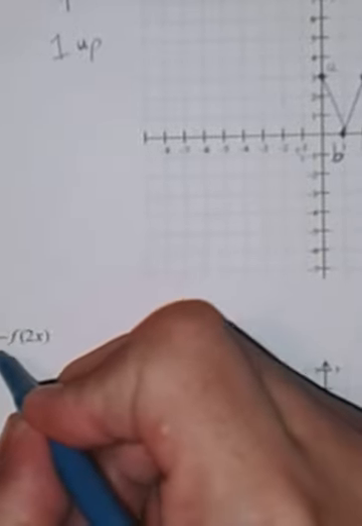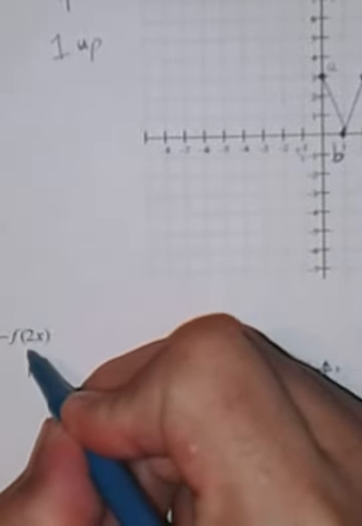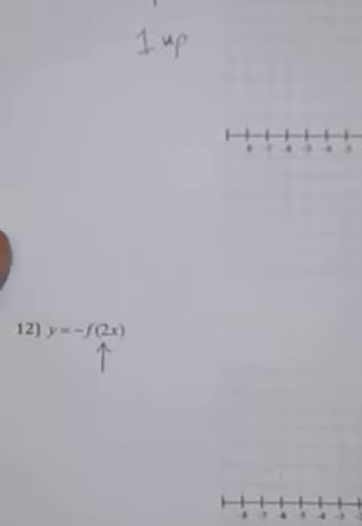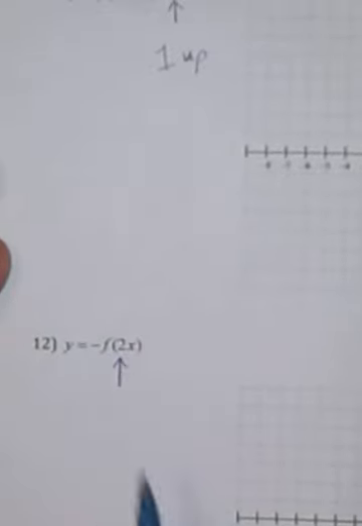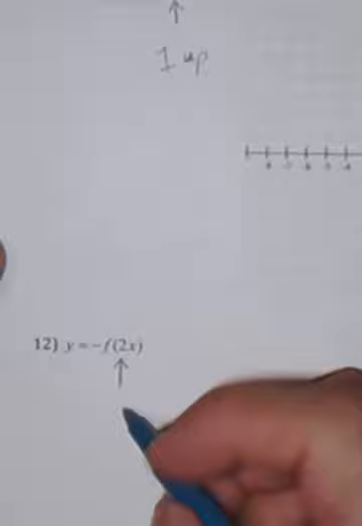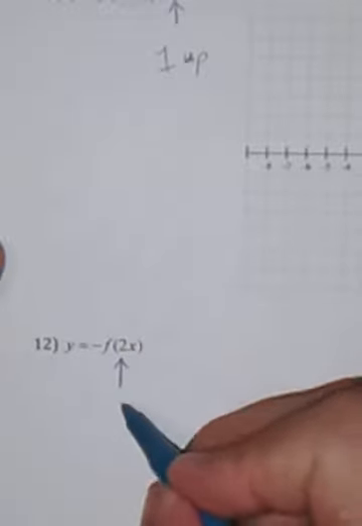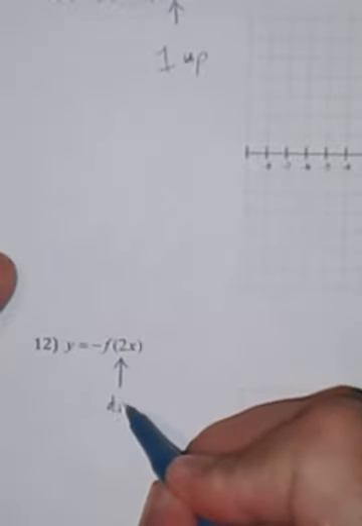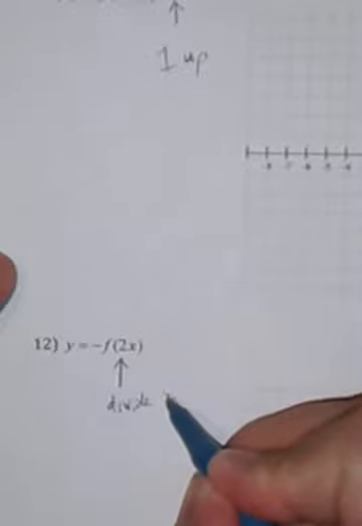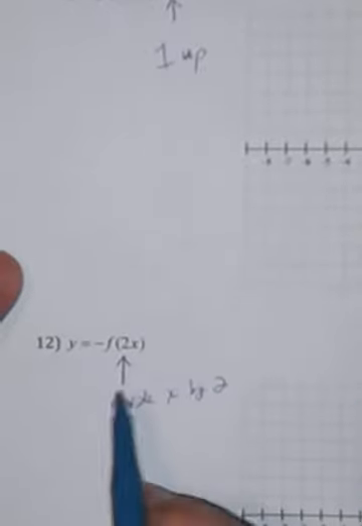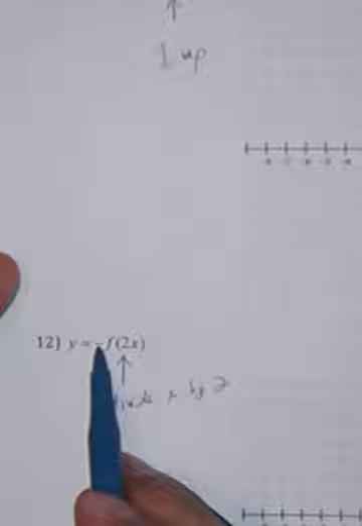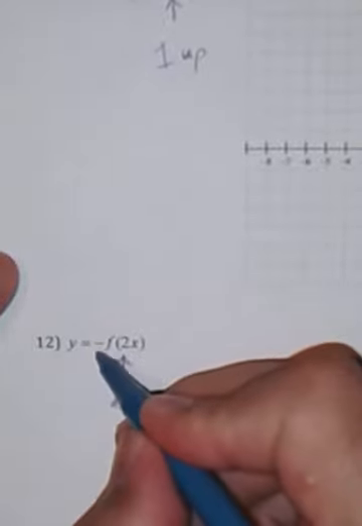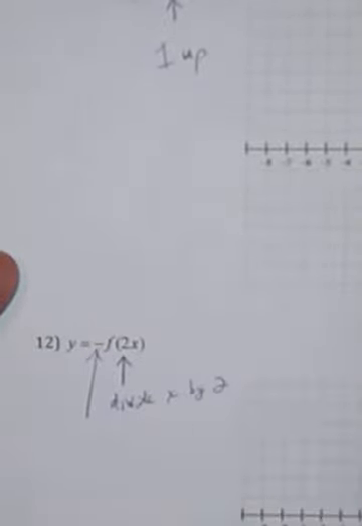All right, so how about negative f of 2x? Okay, well, let's give ourselves some hints here. So I'm going to halve horizontal distances, right? So divide x by 2, and then change the sign of y. Right? So the negative means a vertical reflection.